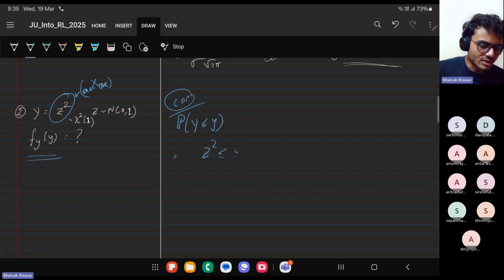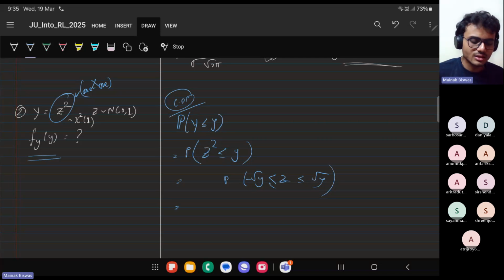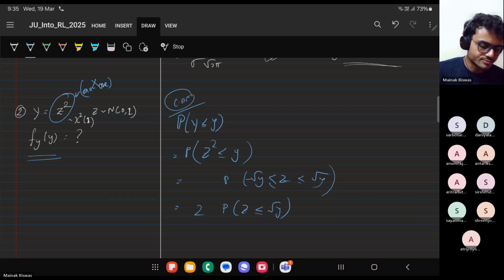Is z squared less than y, yes or no? Yes. So that means the probability that Z is between minus root y to root y, same thing. Fine. This is going to be 2 times, so this is an even function, 2 times the probability Z less than root y, between 0. Let's just write it down.